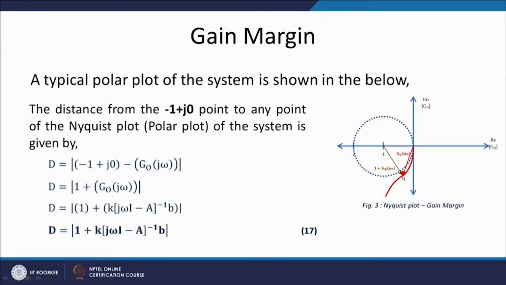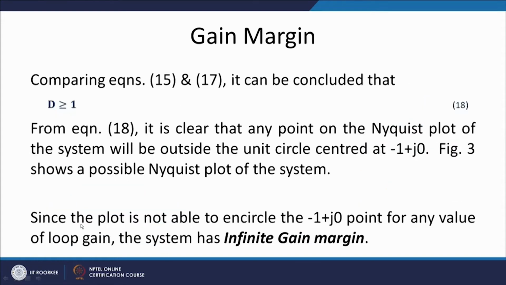In this figure, the red line shows any G(jω) plot. At most it may be tangent to the circle, but the G(jω) plot cannot enter the unit circle. If it is not entering the unit circle, what will be the gain margin? The gain margin of the system will be infinity, since the plot is not able to encircle the minus 1 point for any value of the loop gain, so the system has infinite gain margin.